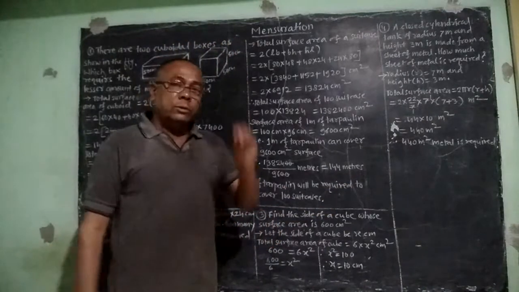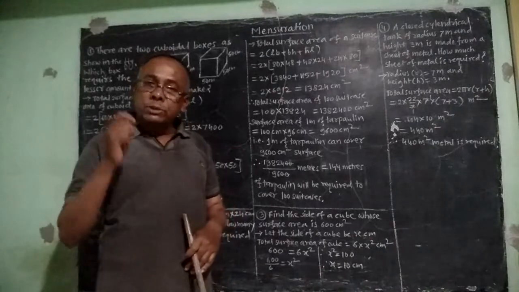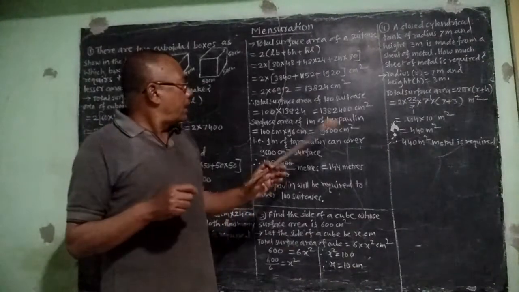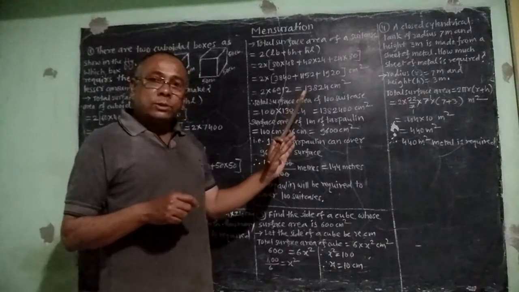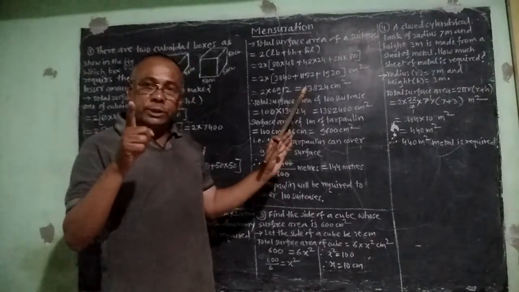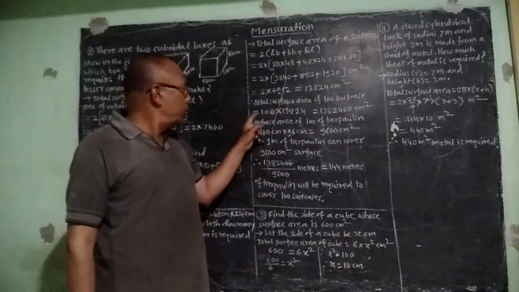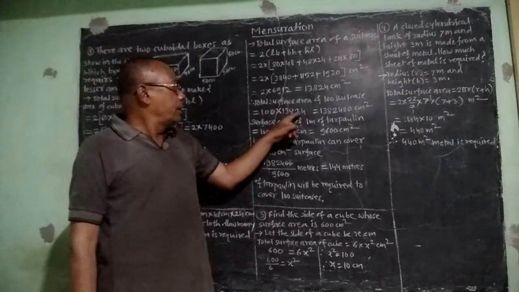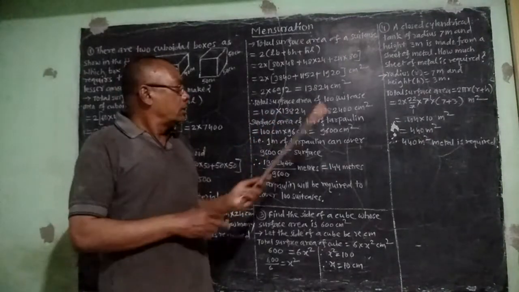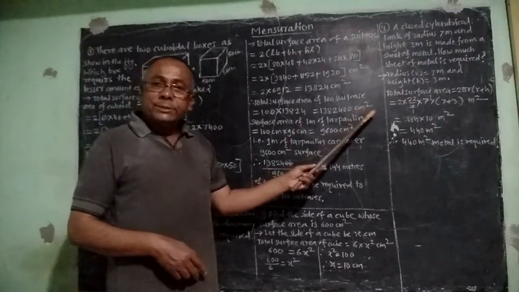Now there are 100 suitcases, so we must multiply 100 to the total surface area of one suitcase. So here total surface area of 100 suitcases is equal to 100 into 13,824, and that is equal to 13,82,400 centimeter square.